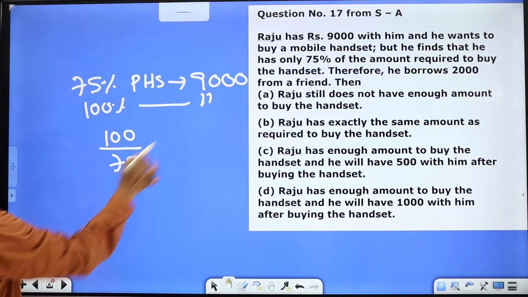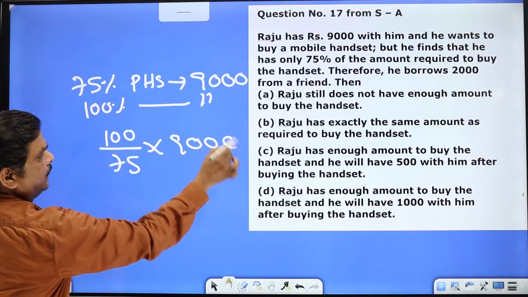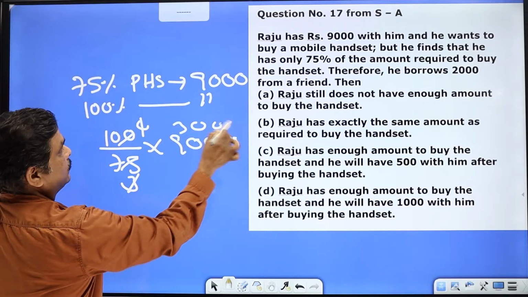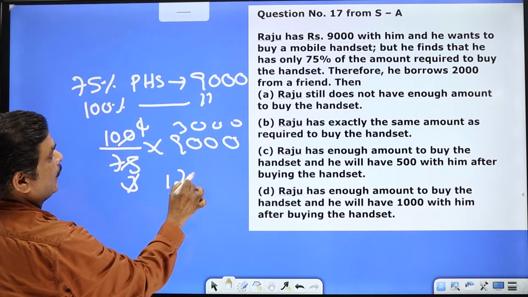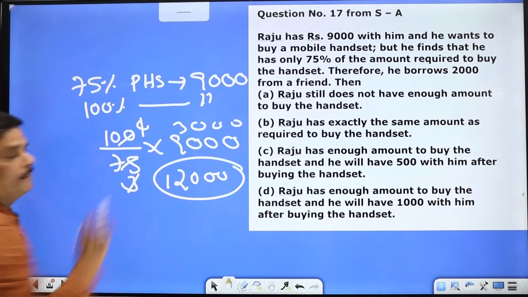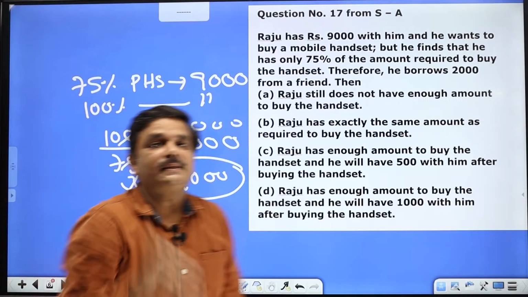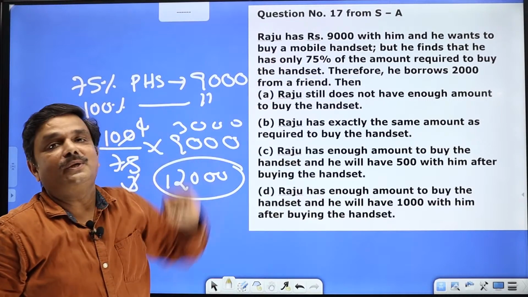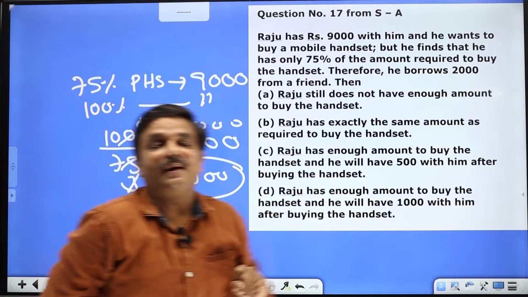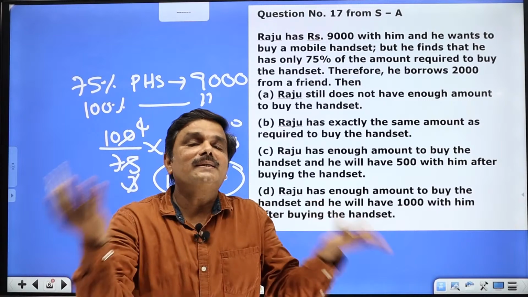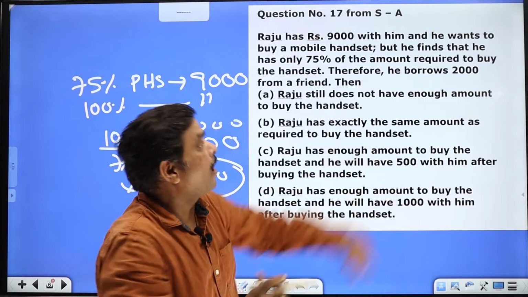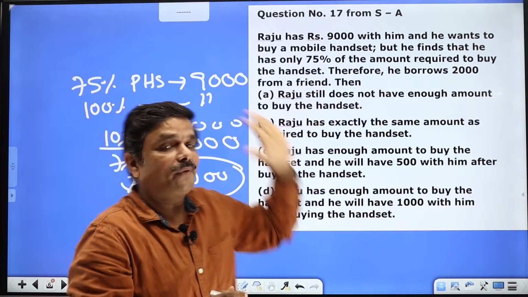100 by 75 into 9,000. Go very quick here. 25 threes, 25 fours, then 3 threes, this is 3, and here this is 12,000. What do you mean by 12,000 here? Actual price of the handset is 12,000. Okay, but he is having only 9,000 with him. He wants to buy that one. The price is 12,000. He is having only 9,000. So short of 3,000. He borrowed 2,000 from one of his friends.